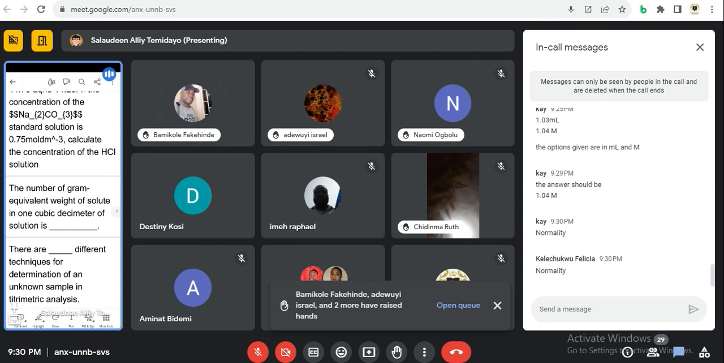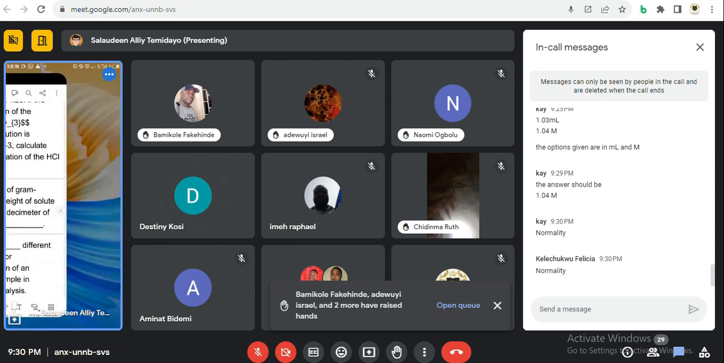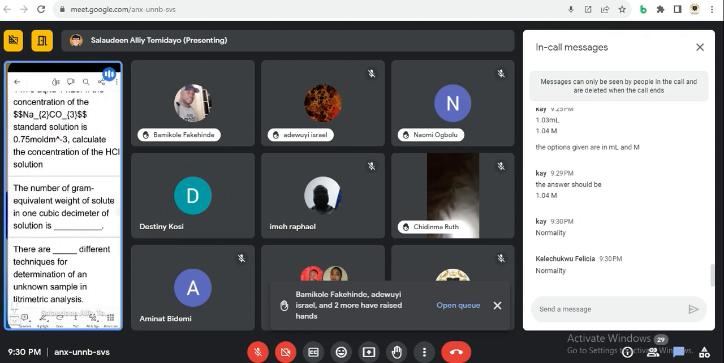I want to share something. I don't know if there's someone else that can share his or her own screen. I quickly want to share something with someone. If there's someone that can share their screen, I'm on page 7. The number of grams. So we just finished that one now.